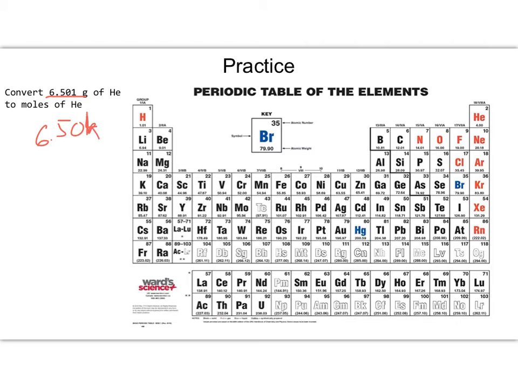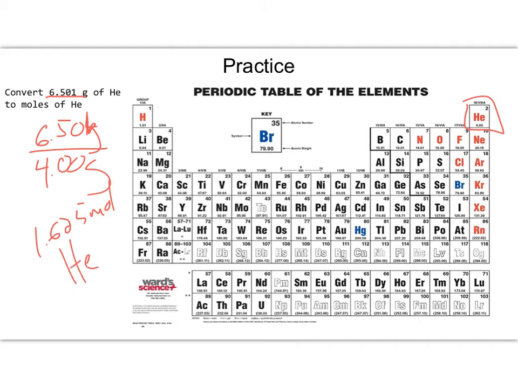Oops, that should be a 1. And we divide it by the molar mass. In this case, it's helium. Okay, helium has a mass of 4 grams per mole. So when we take that 6.5 and we divide it by 4, we get 1.625 moles of helium.